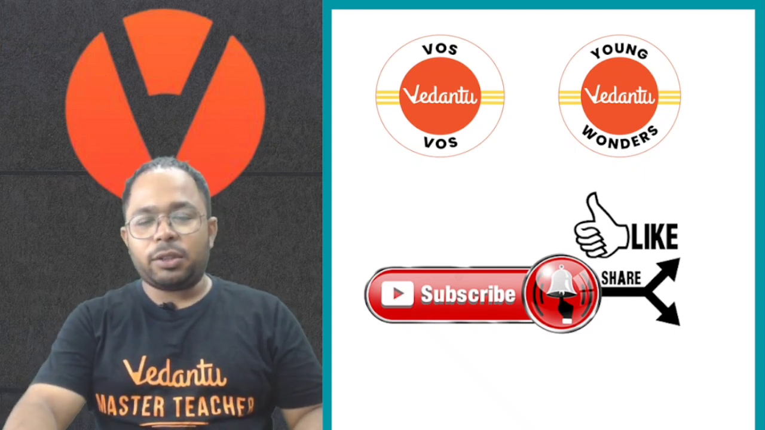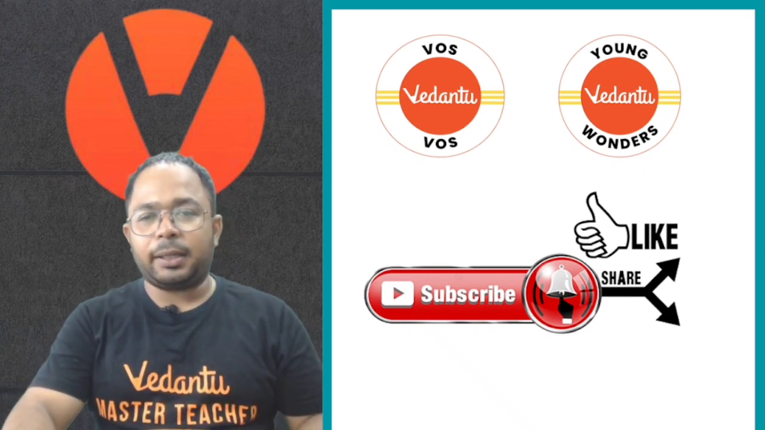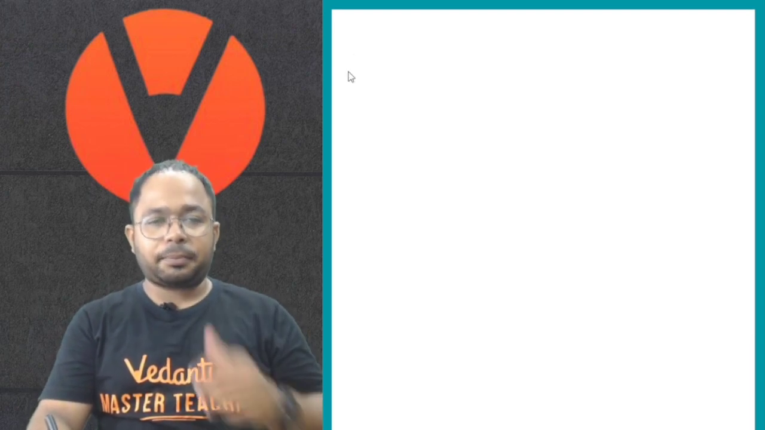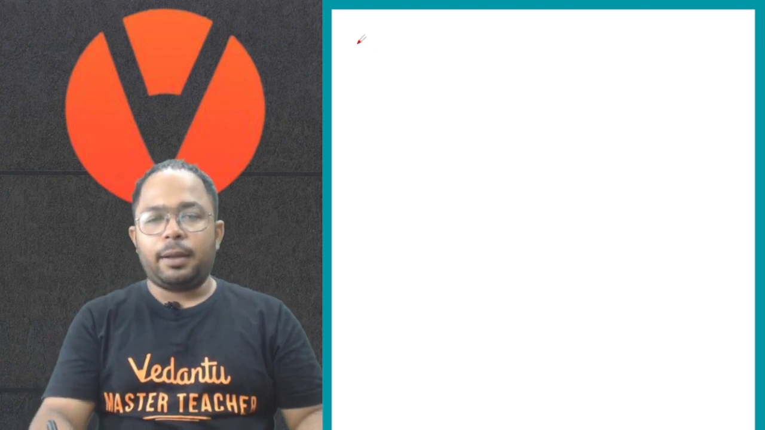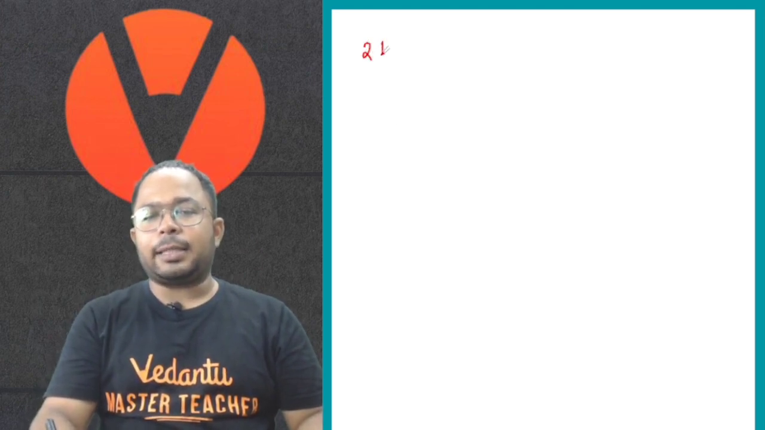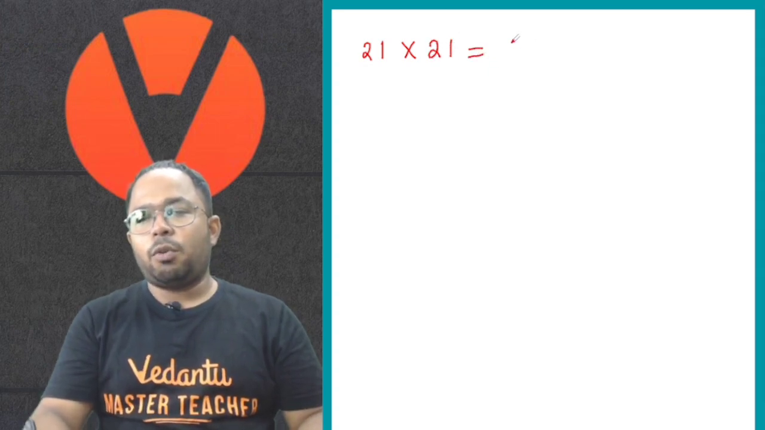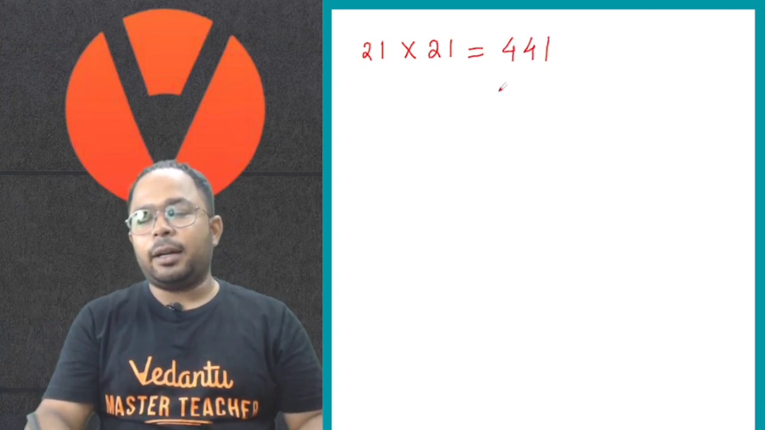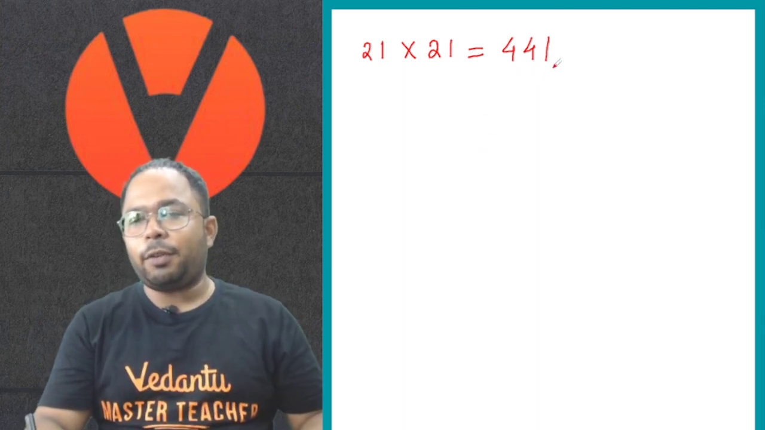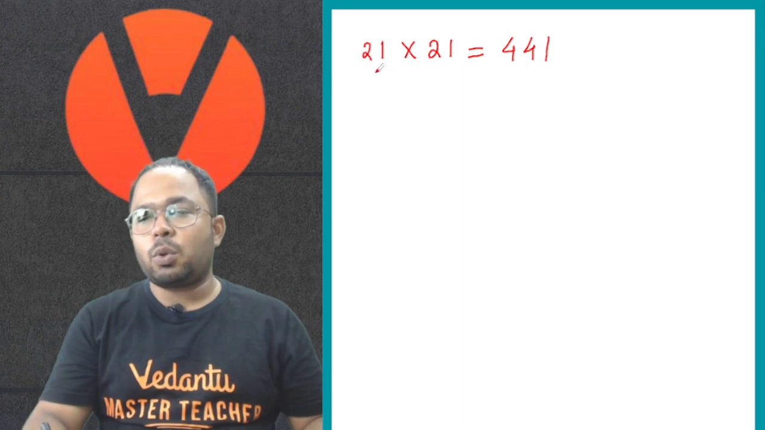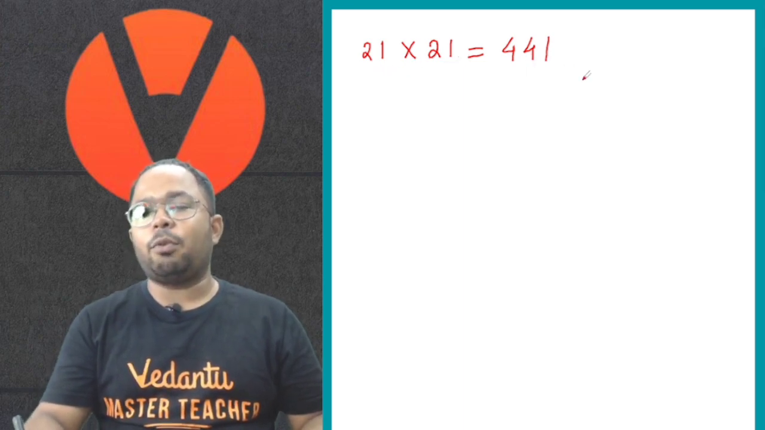So moving on to the session part. First of all, we will be understanding square and square roots. So squares means what? When any number, let's say 21, is multiplied by itself, what we get is another number, 441. So we can say that the square of 21 is 441.